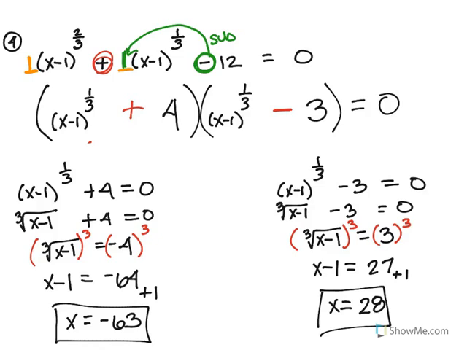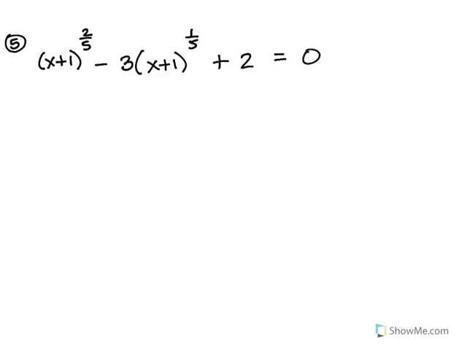And like I said, I know this looks real crazy, but I'm combining previous concepts in one problem. Does that make sense? I'm going to do one more of these to make sure you do have 2 good examples. (x plus 1) to the 2/5 power minus 3 times (x plus 1) to the 1/5 power plus 2 equals 0.